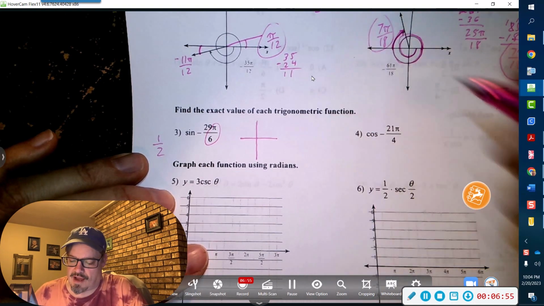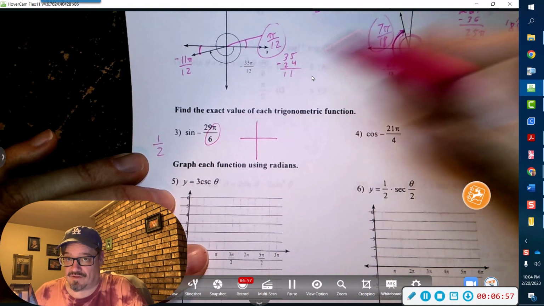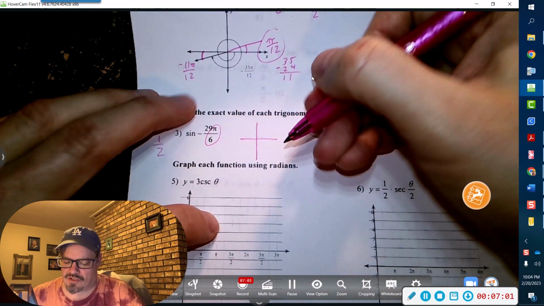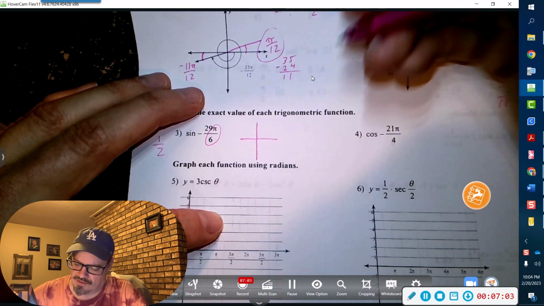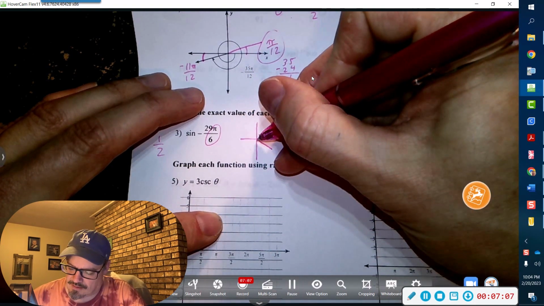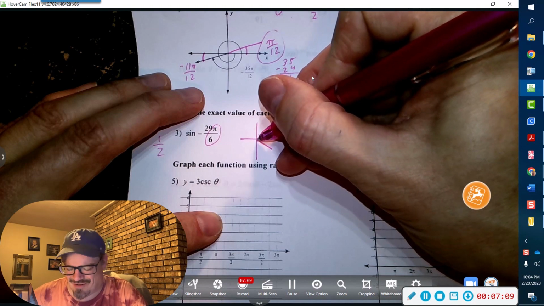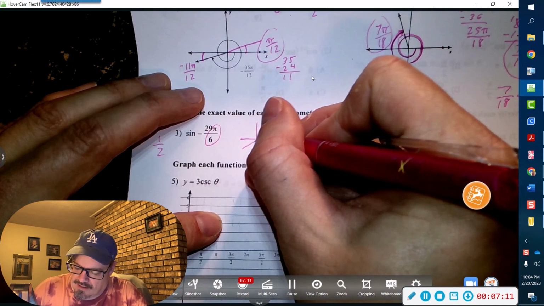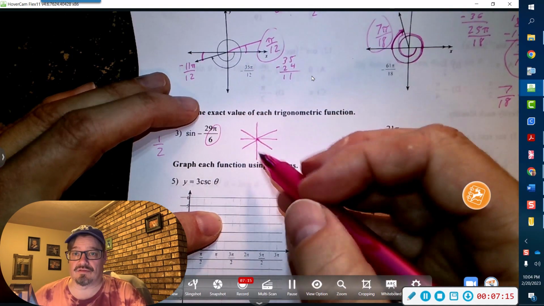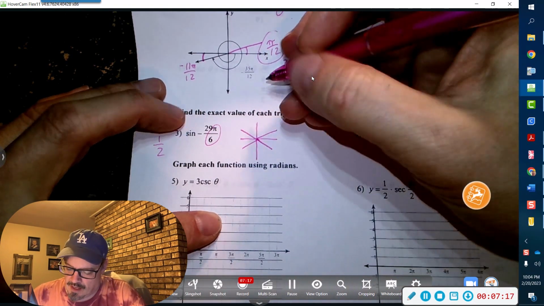So let's figure out how many pi over 6s. Now I'm going to count negatively, so I'm going to go clockwise, and I'm going to be pretty careful here. What I'm going to do is mark all of my pi over 6s. Now, you know what? That's just kind of a waste of time. Let's do it like this. Okay, there's my pi over 6 family. Now I'm going to land on there somewhere.